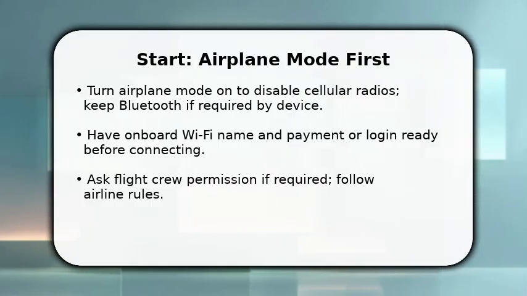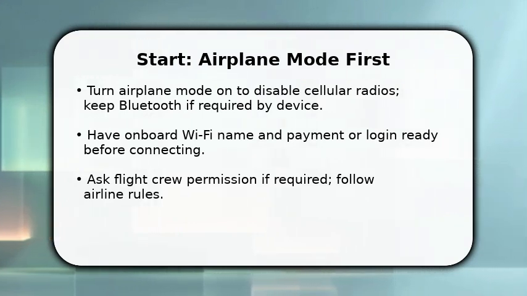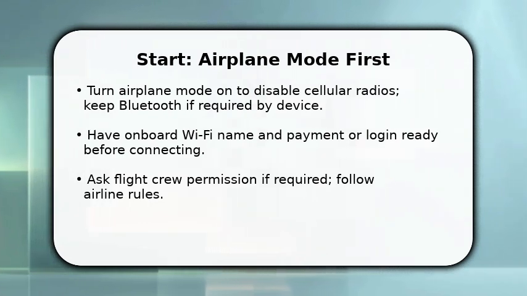You begin by putting the device into airplane mode to cut cellular signals. This prevents roaming and keeps you compliant. Once done, keep Bluetooth only if a headset needs it, but do not enable cellular data.